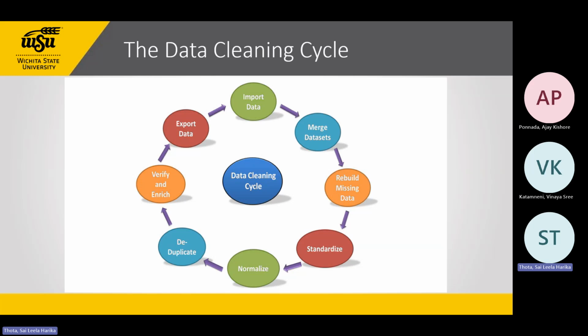And next, deduplicate. In simple terms, you are removing the duplicates. For example, if you consider the data set and there are 3 rows which are exactly the same. So what will you do? There are duplicates, so you will remove two rows, and you will keep only one row.